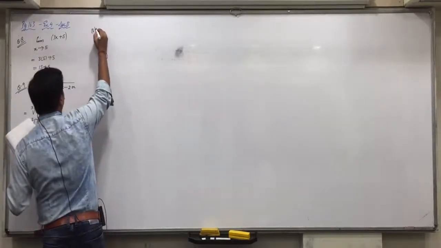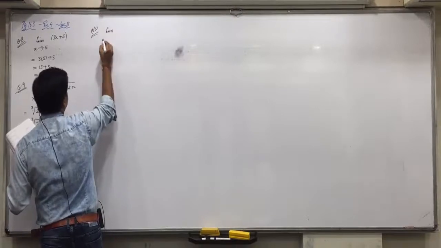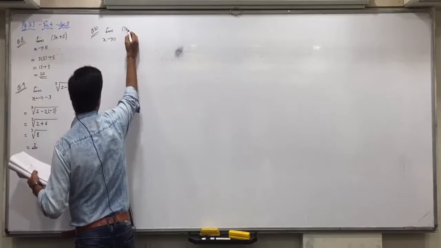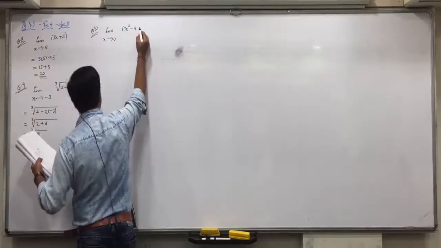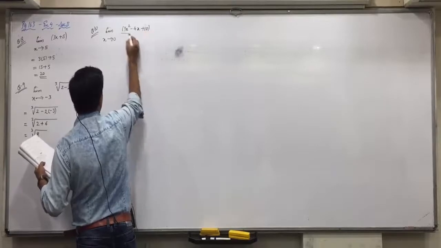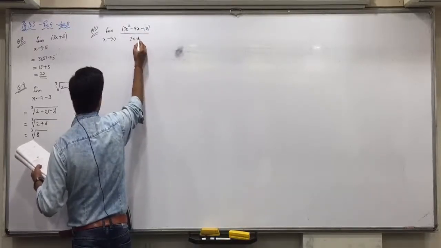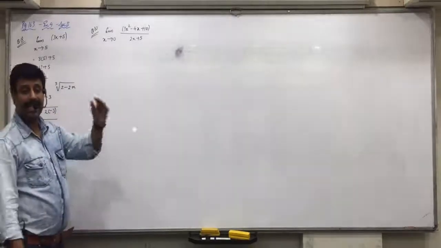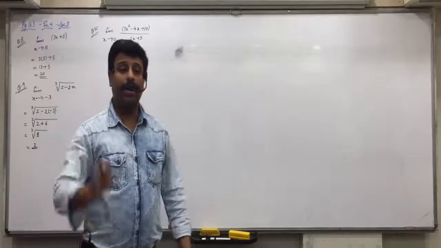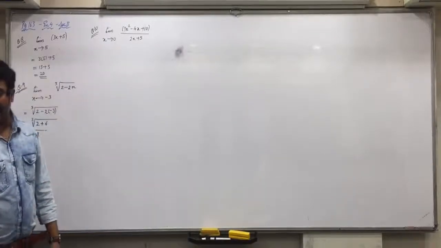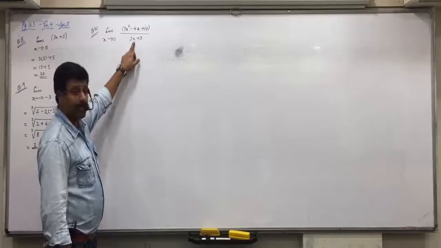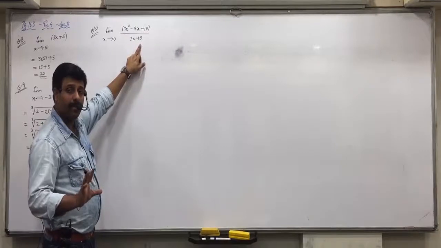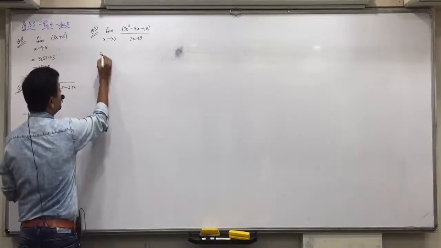Question number 10. Find the value of limit x tends to 0, 3x square minus 4x plus 10 upon 2x plus 5. Here also no need to factorize. As I said, when would you factorize? When the denominator becomes 0, indeterminate value. If you put 0 in x, does the denominator become 0? 2 into 0 plus 5 would be only 5. So you directly substitute, no need to factorize.